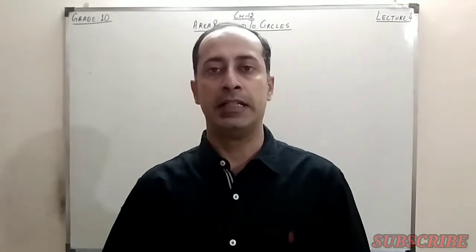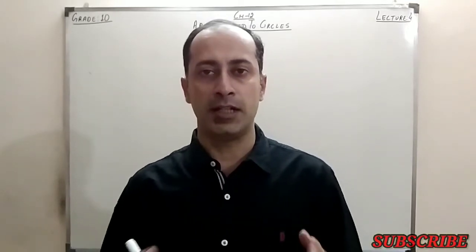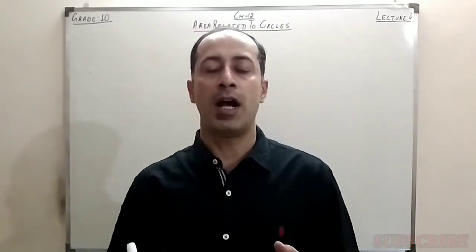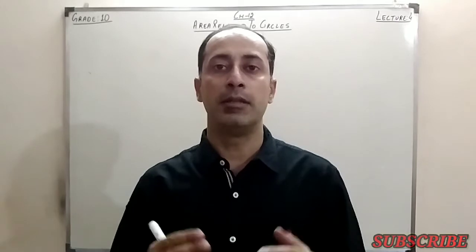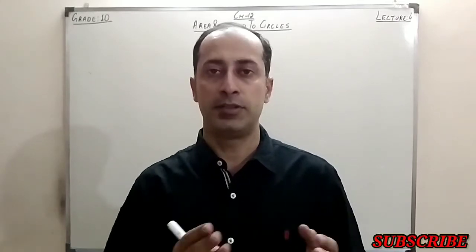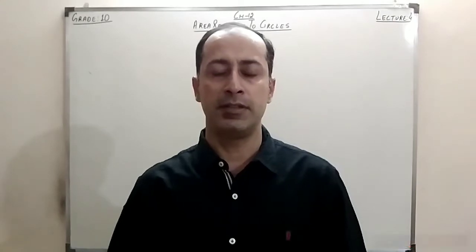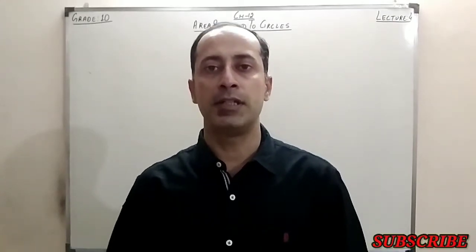Today we are going to do the third exercise of chapter 12. But before that, let us discuss what we have done in the chapter. We have discussed the area of a circle and the circumference of the circle. We also discussed how to find the area of a part of a circle, like a sector or a segment. So we have learned how to find the area of a sector, the area of a segment, and also the length of an arc.